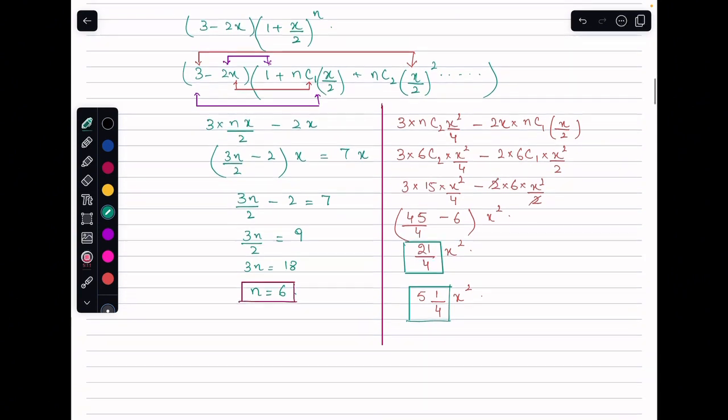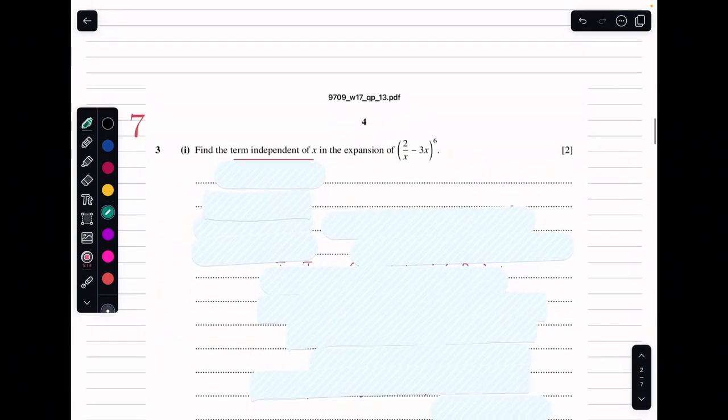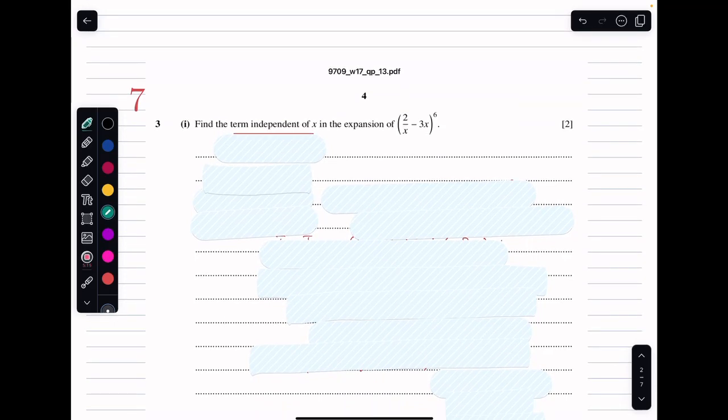Let's move to the second question. Now the second question says, find the term independent of x in the expansion of (2 by x minus 3x) to the power 6. Term independent of x, that means I should be talking about the term which is a constant, or x to the power 0, which shall be having a particular coefficient here. So x to the power 0 with a coefficient, that means we are talking about the constant in the equation.